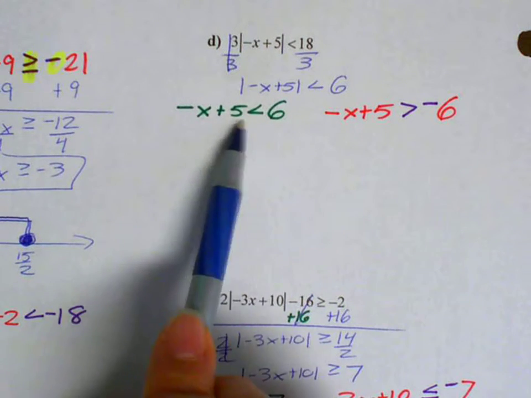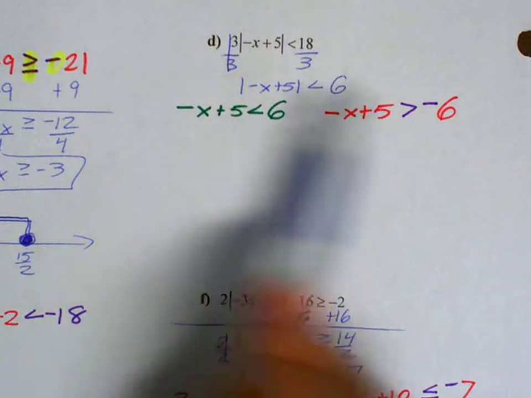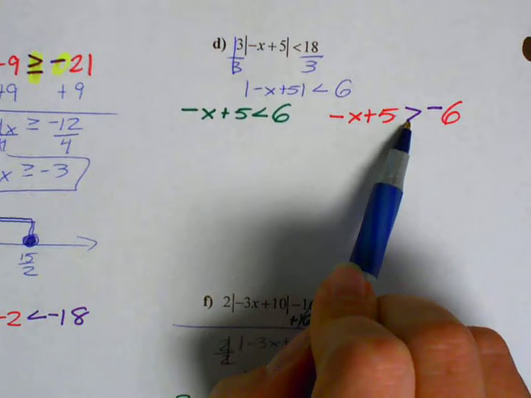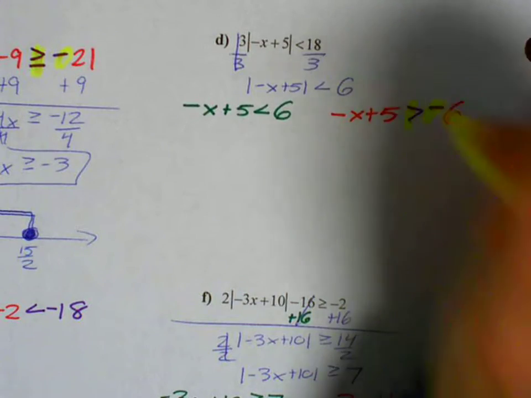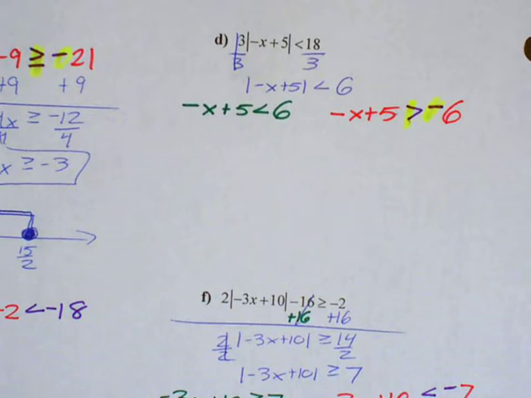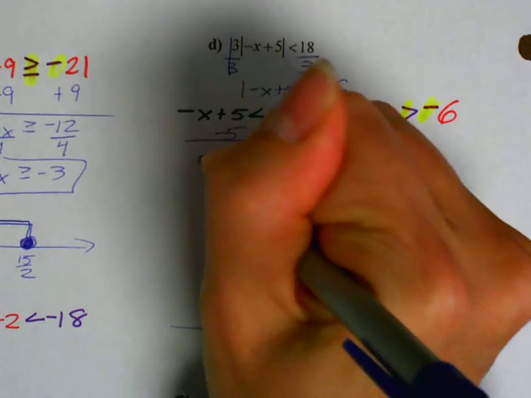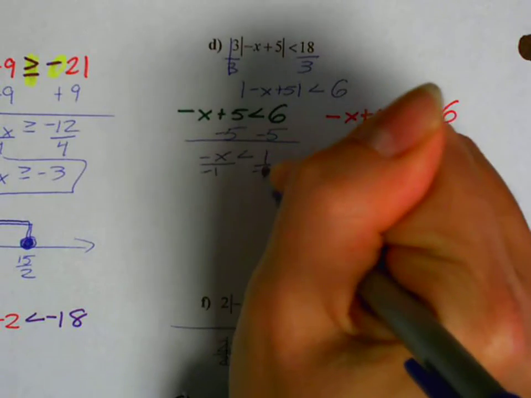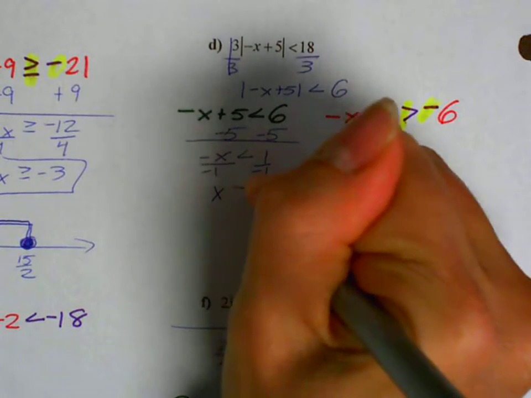So again, the green one, all I did was get rid of the absolute value signs. I left everything exactly the same. On this one, I flipped the inequality sign. So here I flipped the inequality sign and I changed the sign of the number on the right. So now I'm going to solve. So I have minus 5, minus 5. Negative x is less than 1. And then divide by negative 1. And again, when I divide by negative 1, I am flipping the sign.